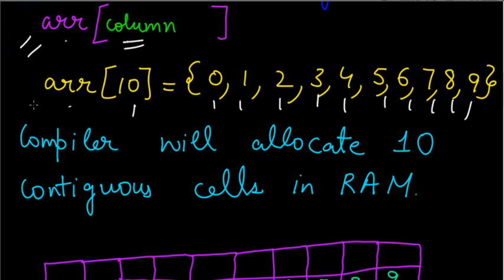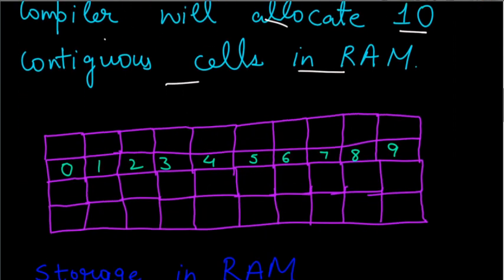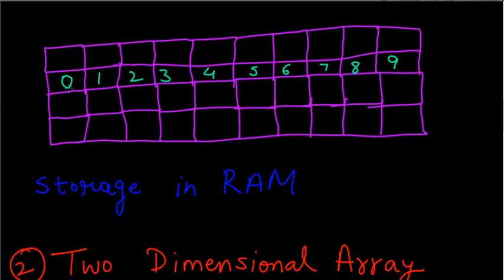When we instantiate the array, the compiler will allocate 10 contiguous cells in the RAM. Okay, so how will it allocate? In this way: 0, 1, 2, 3, 4, 5, 6, 7, 8, 9. As you can see, the numbers are arranged in a single line, without any gap. It cannot be possible that 0 is here, 1 is here, 2 is here, 3 is here, 4 is here, then 5 is here. Basically the elements are always stored in contiguous memory locations.